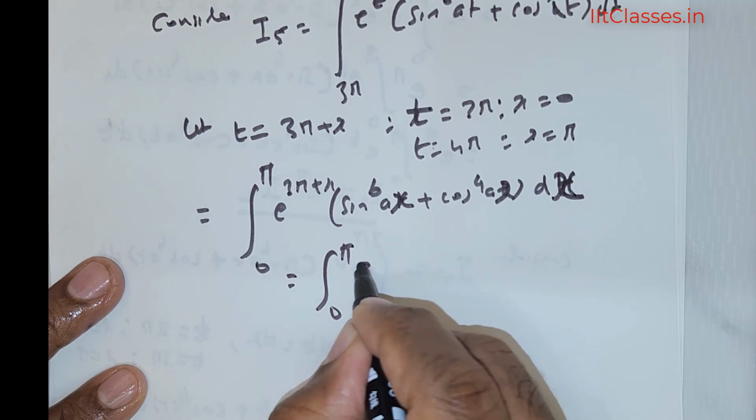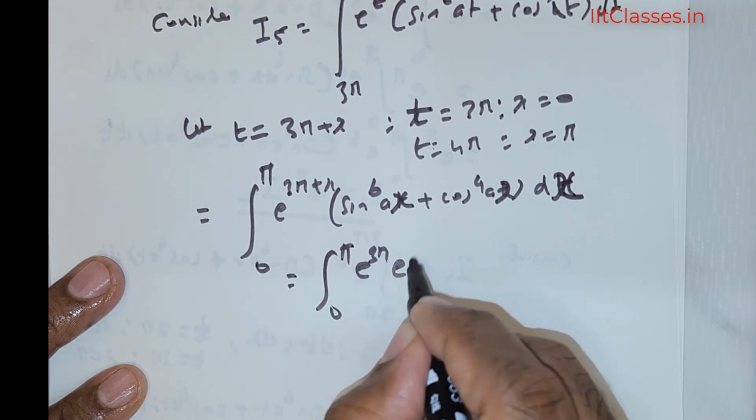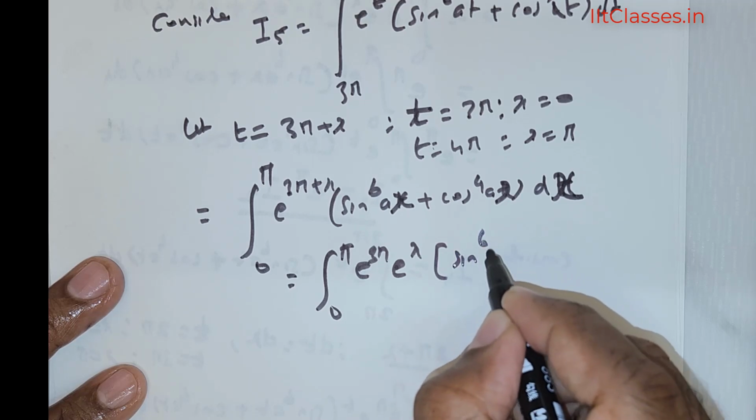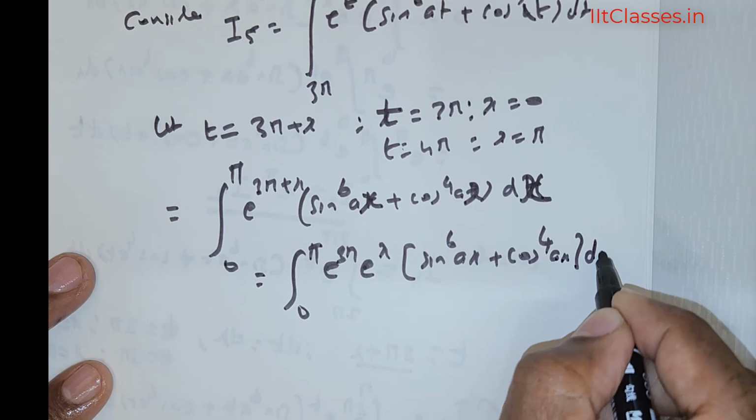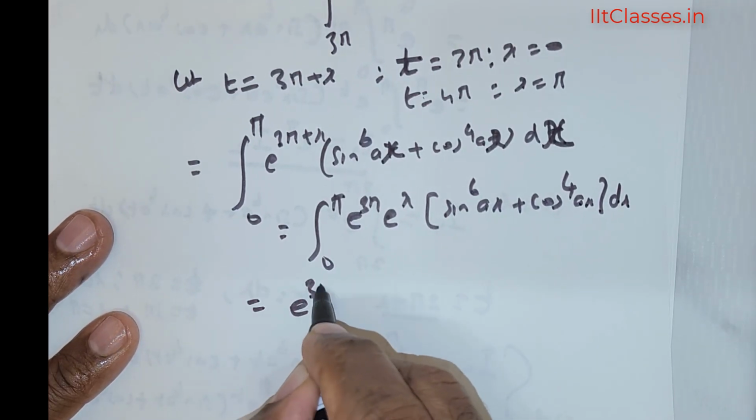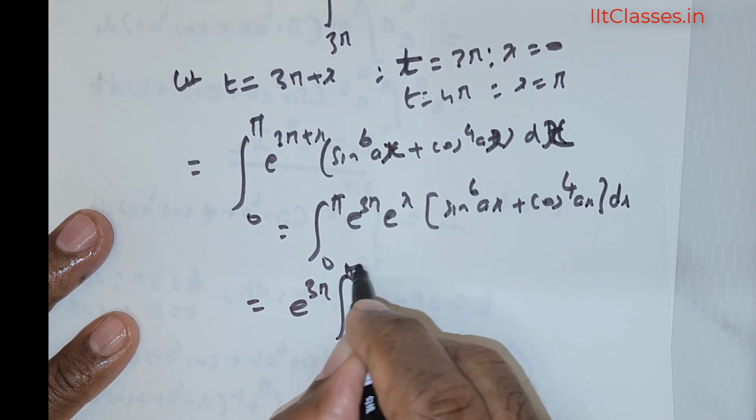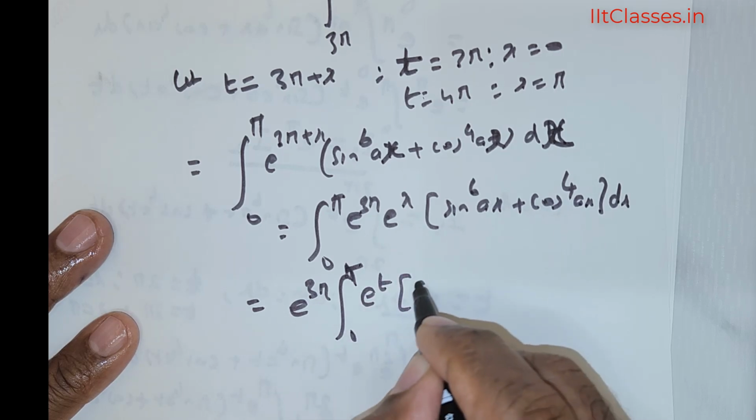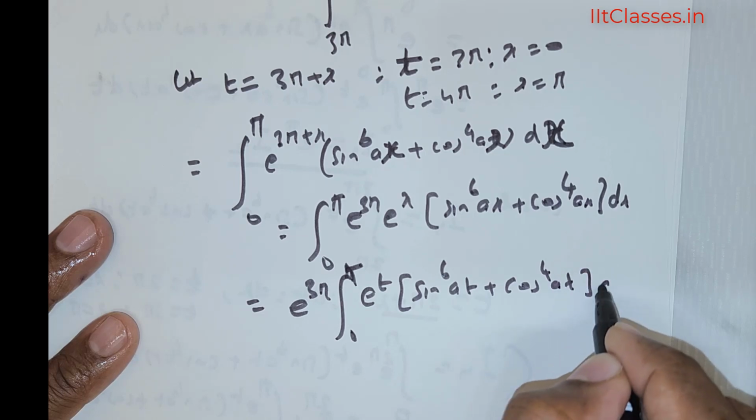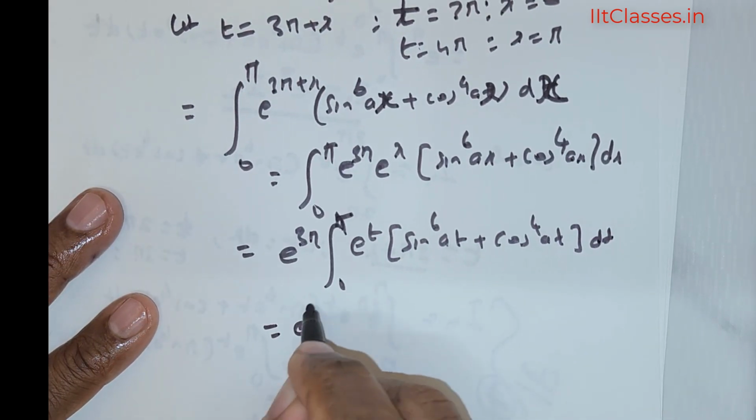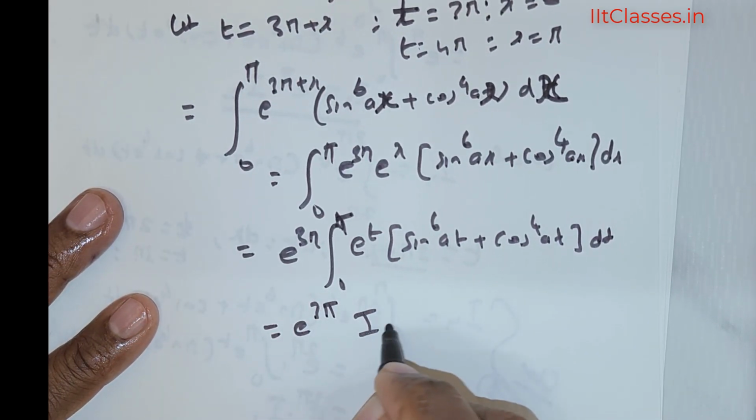So this is the integral from 0 to π of e raised to the power of 3π times e raised to the power of x times sin⁶x plus cos⁴x times dx, which is equal to e raised to the power of 3π times the integral from 0 to π of e raised to the power of t times sin⁶t plus cos⁴t times dt, which is rewritten as e raised to the power of 3π times I₂.